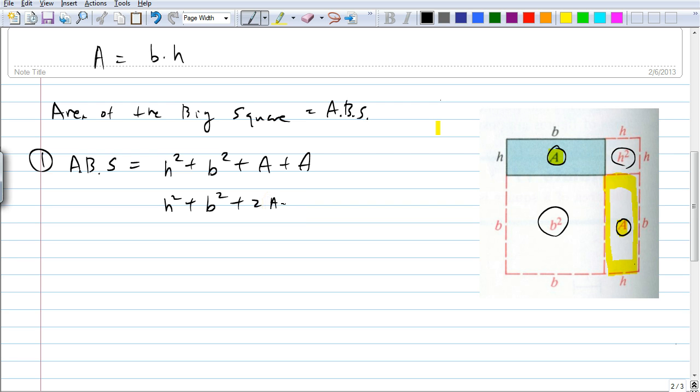Question? Does this make sense? All right. What's the second way of representing the area of the big square? How about, what did your group come up with? How about Austin? What did your group come up with?